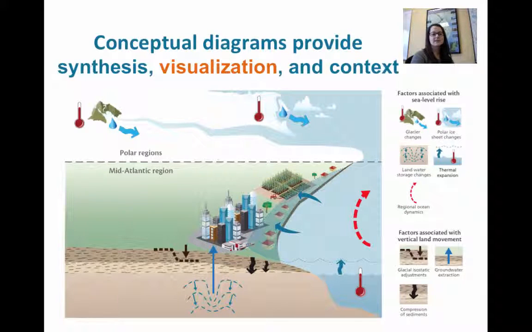And conceptual diagrams provide synthesis, visualization, and context, as I've said before. So here we have a diagram showing sea level rise occurring in the polar regions, and then on the bottom we're looking at the impacts of that sea level rise within Maryland. So you're able to synthesize scientific data of climate change within this diagram, visualize it, and provide context in an area that's recognizable to viewers.